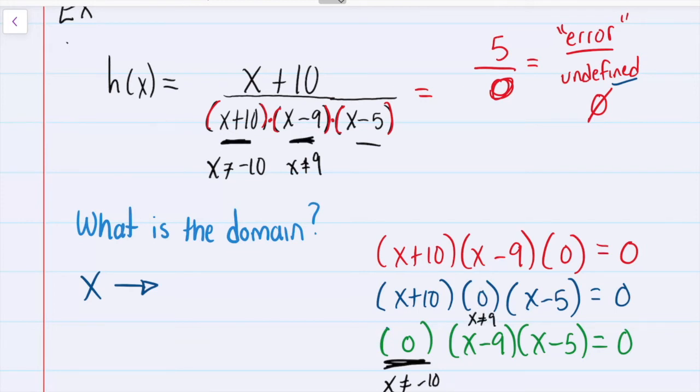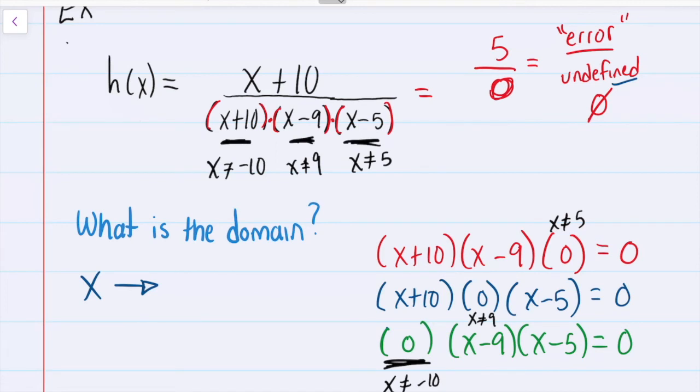And finally, for the last one, x minus 5. Well, x cannot be positive 5. Otherwise, the third parentheses will be 0. So this one cannot be 5. And there you have it, guys. We just found our domain.